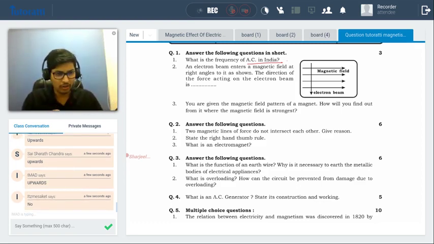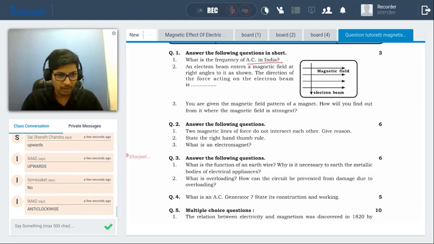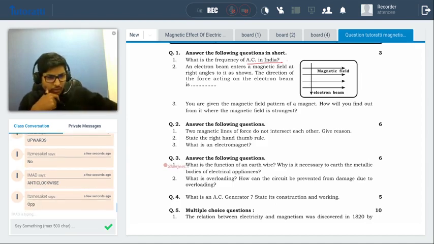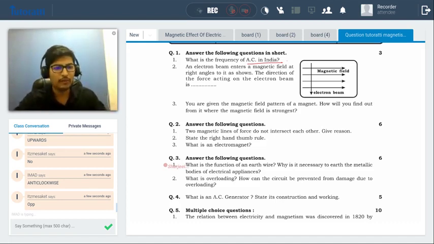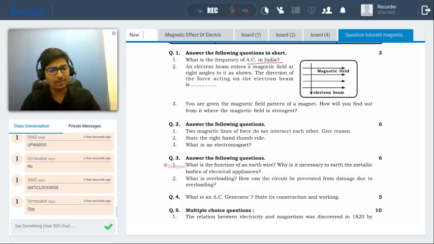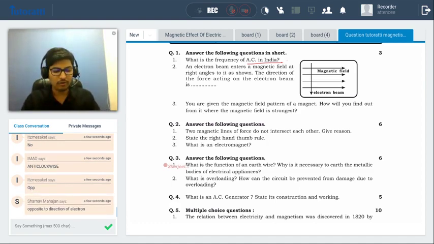Sorry, Sanket, you need to elaborate. Opposite. Acha, opposite. So, Sanket, you took the direction opposite to the electron beam, right? Okay. How about anyone else? Anyone else? Acha, why? Do you all know why we should take it opposite?